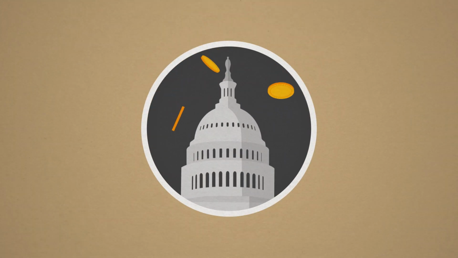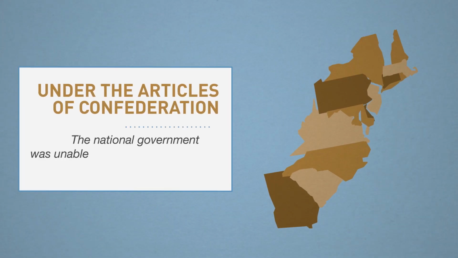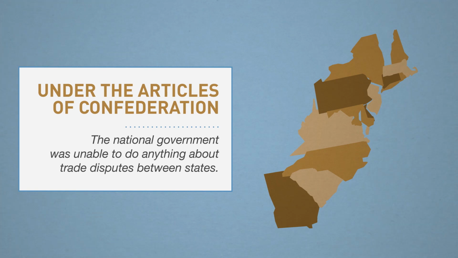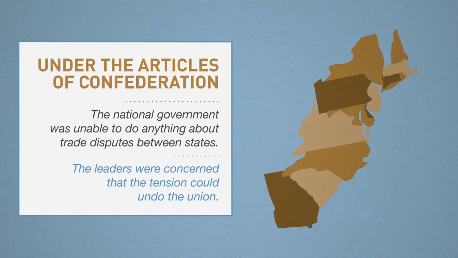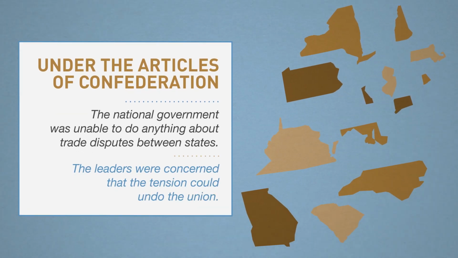Meanwhile, the National Congress was unable to get all the states to agree to a standard tariff on imported goods to raise tax revenue, and the government was deeply in debt from the Revolutionary War and needed the revenue. The national government, under the Articles, could not do anything about these problems. Leaders became concerned that the tension could undo the Union.